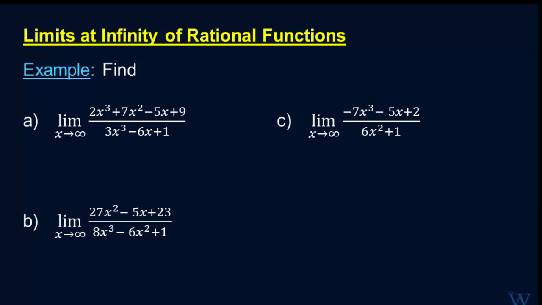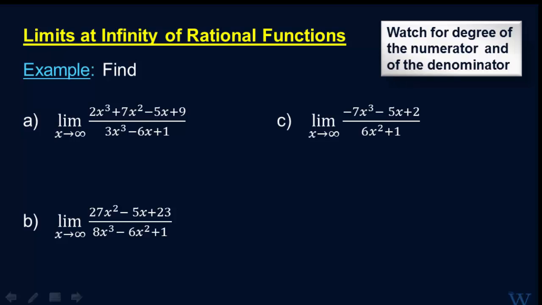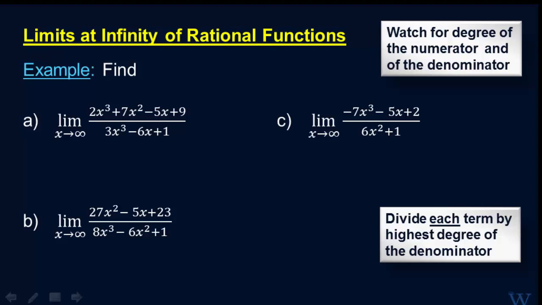So what we need to look at first is the degree of the leading term of the numerator, it has to be the leading term, and the degree of the denominator. And what we do next is we divide each term by the highest degree of the denominator. Okay, look at this. We divide each term by the highest degree of the denominator. So let's look at letter A.